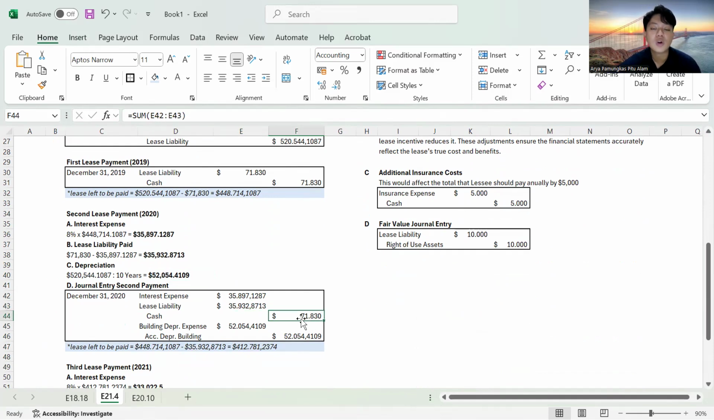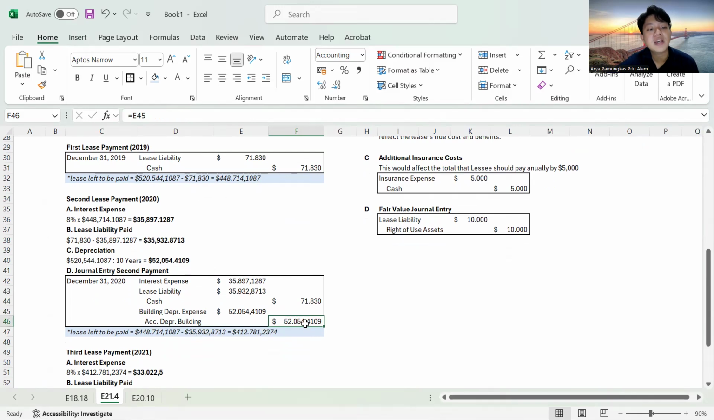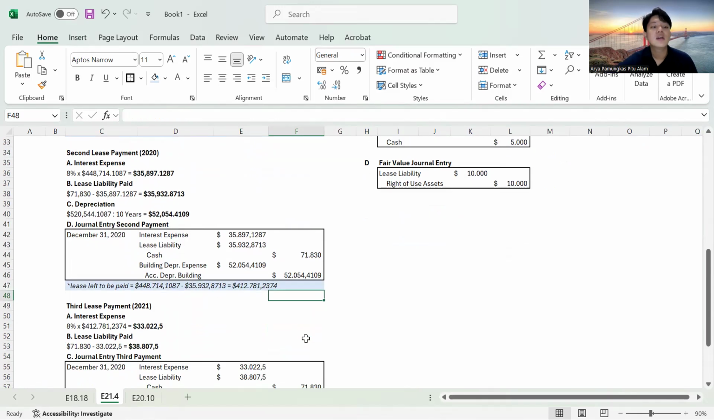And after that, we are also going to journal for the building depreciation expense for this amount. And then the contra account or the credit account for this is going to be accumulated depreciation buildings for this amount. And lease left to be paid is that minusing the last year's lease left to be paid with this year's lease liability that already been paid, and we will get this result for the answer.